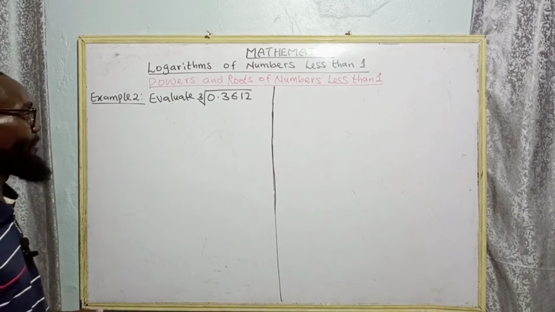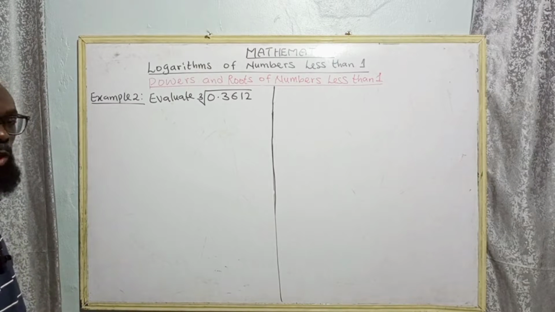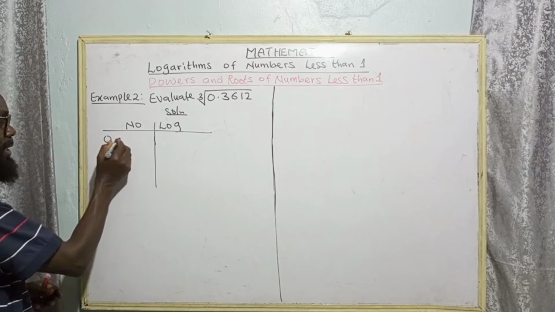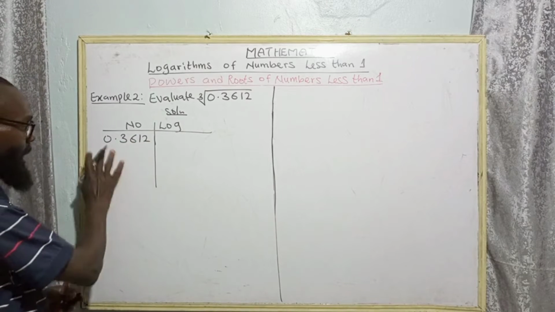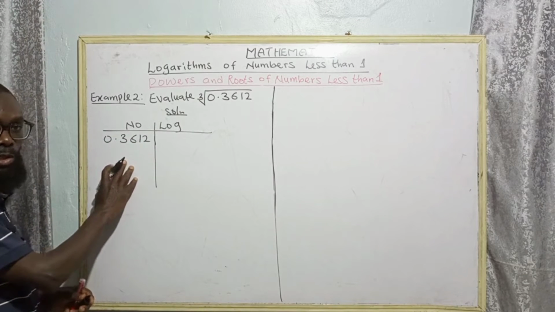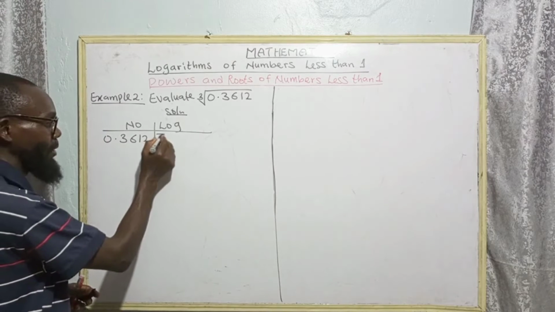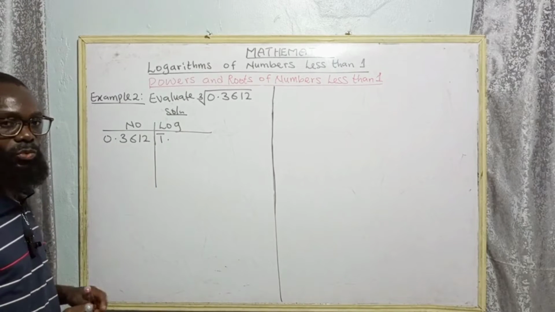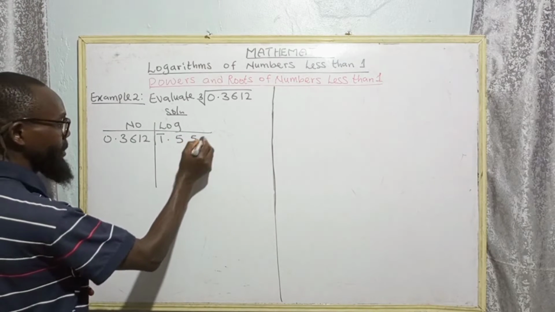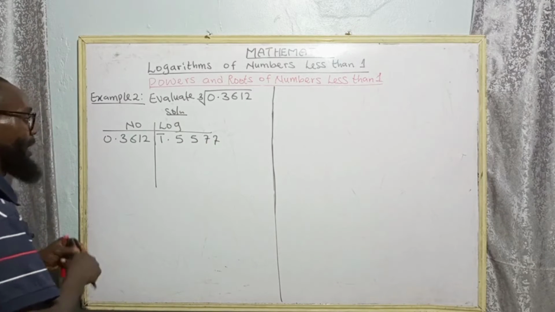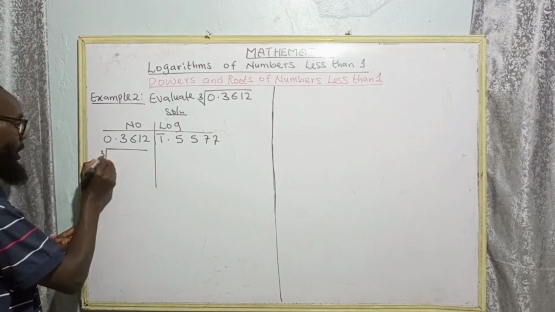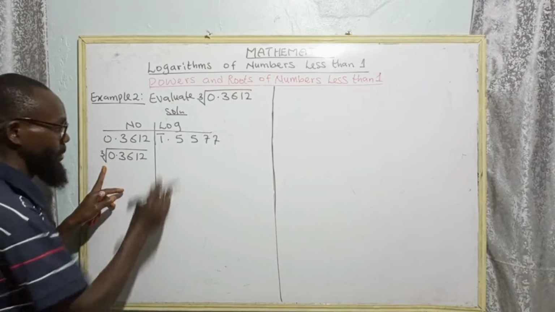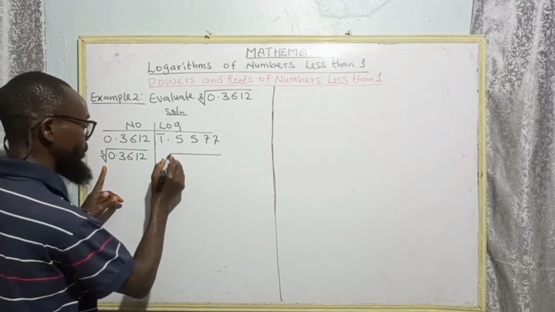Example 2. Evaluate cube root of 0.3612. Then we have the number log. We have 0.3612. So the integer part of this is how many zeros? 1 zero with this dot. So we have bar 1 point. Then we check our logarithm, 36 under 1 difference 2. We have 5, 5, 7, 7. Then we introduce our cube root. Cube root of 0.3612, meaning to divide by 3. So from here, we are going to have it this way.